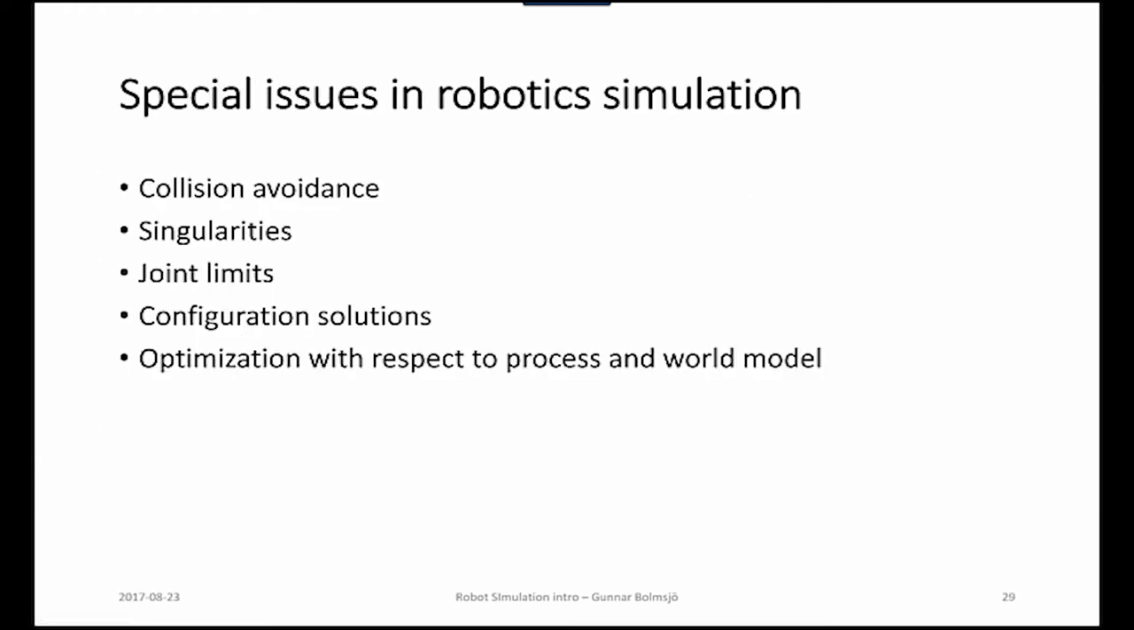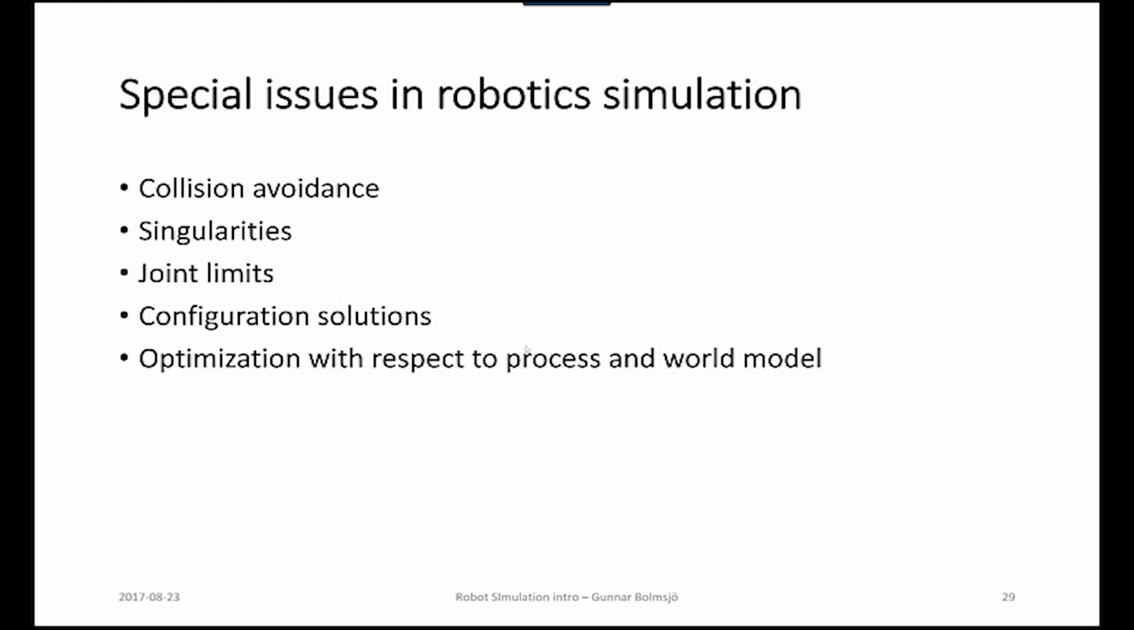Special issues related to robot simulation that are normally always taken care of relate to collision avoidance, which in some cases can even be automatic, made by the system, and in some cases not, or it will alert you that we have a possible collision. Singularities mean that the robot is losing degrees of freedom, and we need to take care of that, because otherwise there will be a problem in the joint motions.